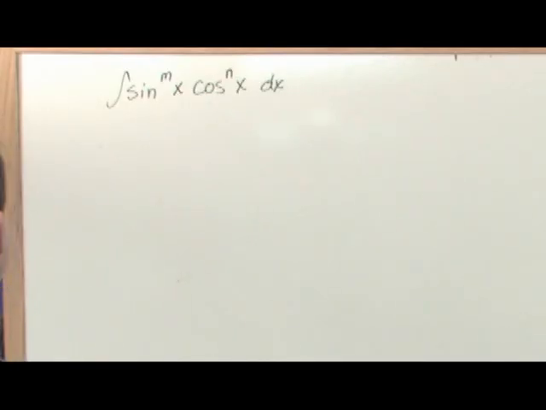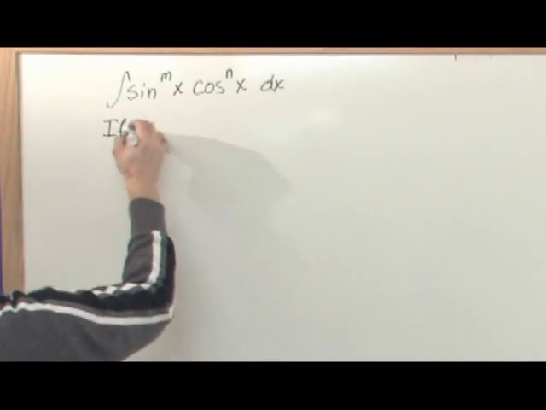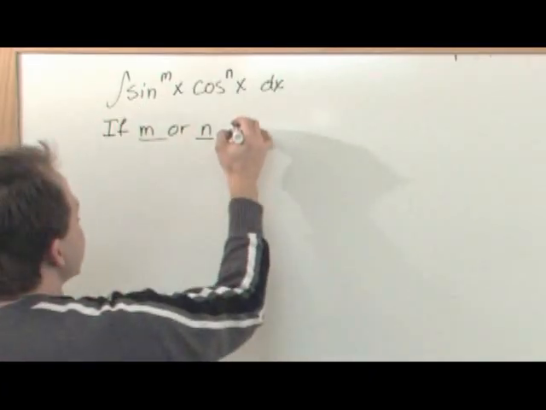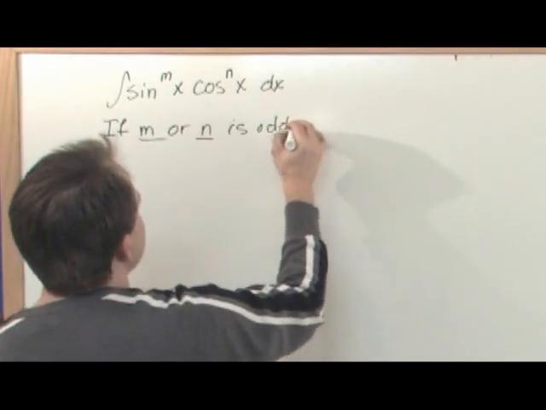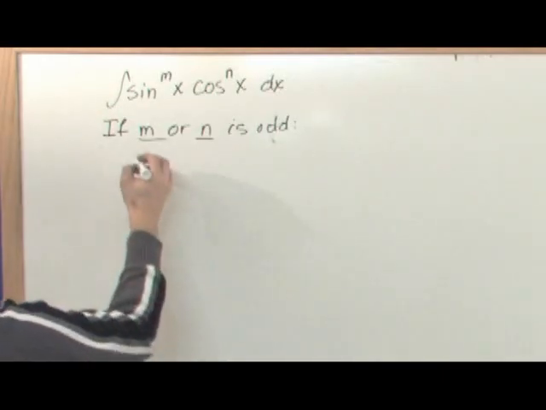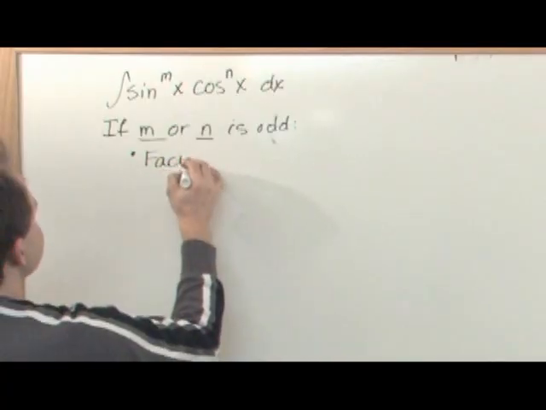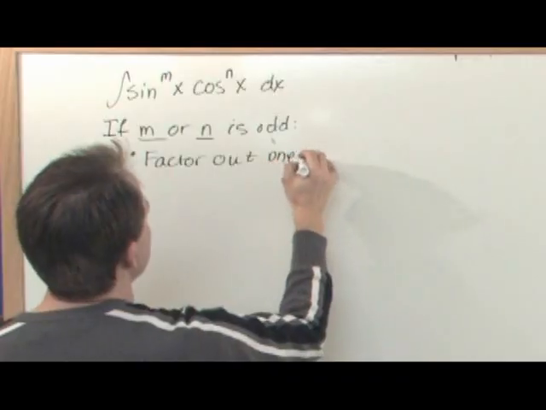The basic way I want you to tackle these kinds of problems is as follows. There's really no one way to do these things. You have to play with them, but I'm going to try to give you some guidelines. In general, if m or n, which are these exponents here, are odd, then here's what you're in general going to do. You're going to factor out the one with the odd exponent.